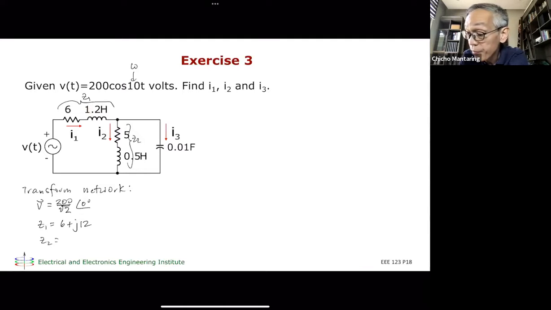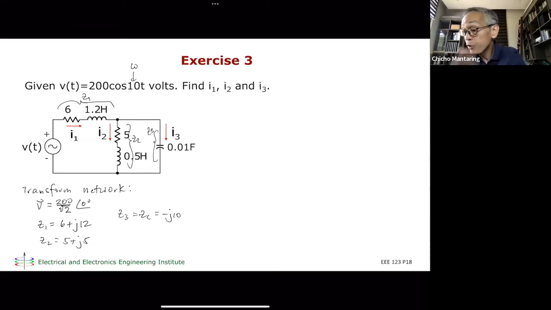Z2 is going to be 5 plus j5. Again, omega L is 10 times 0.5, which is 5. And then this, let's say, is Z3. So Z3, which is just the impedance of C, is minus j over omega C. This is 10 times 0.01, reciprocal. That's going to be minus 10, and then minus j. So it's going to be minus j10.